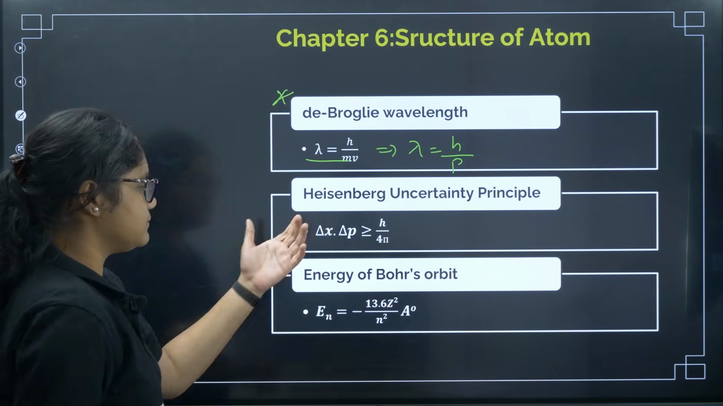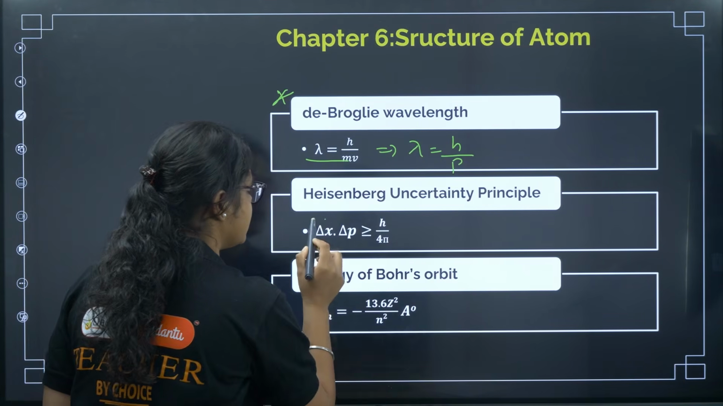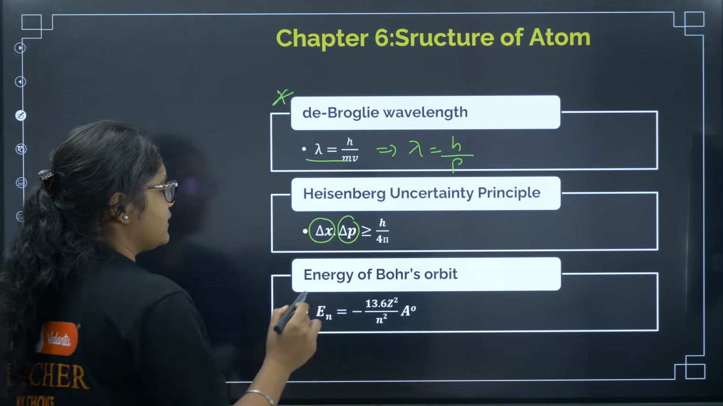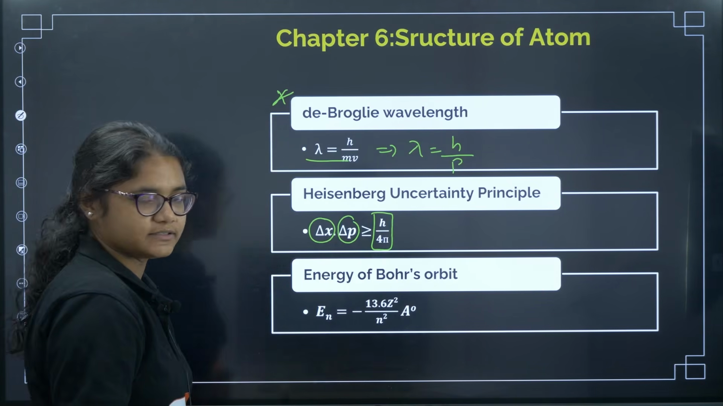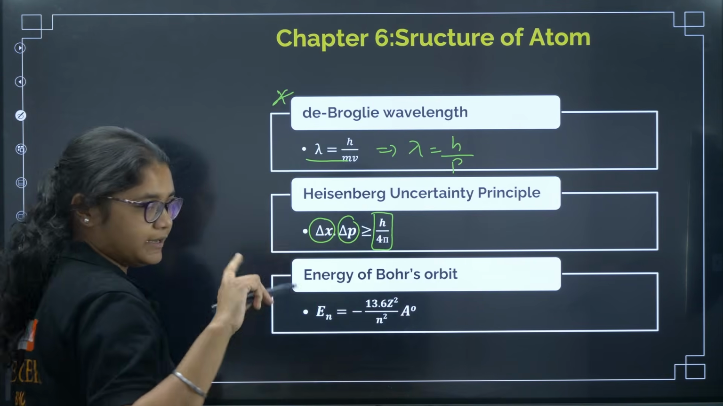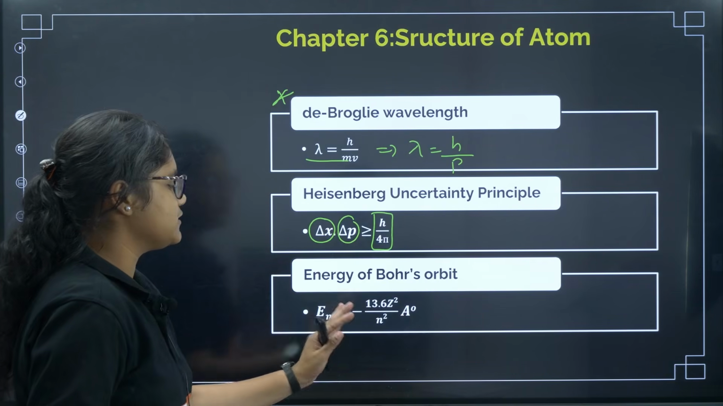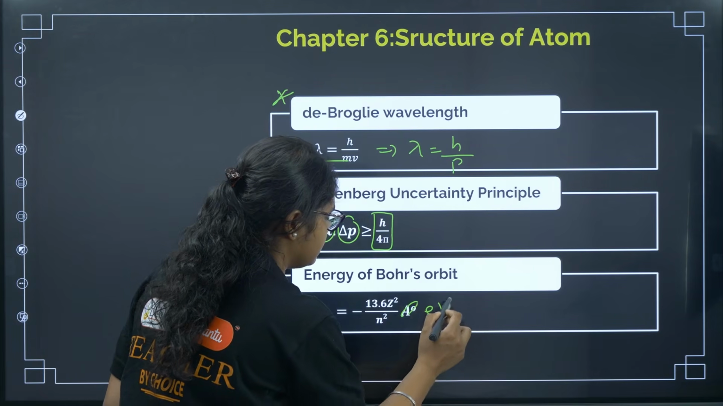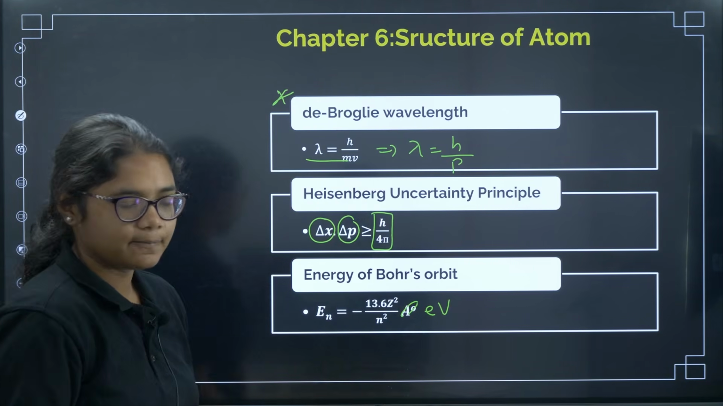And then we have Heisenberg uncertainty principle. The uncertainty in position times the uncertainty in momentum is equal to or greater than h by 4 pi. So this is also an important, easy formula. Now, like we have the radius of any nth orbit, the energy of any nth orbit is minus 13.6 z square by n square eV. The unit is different, eV.